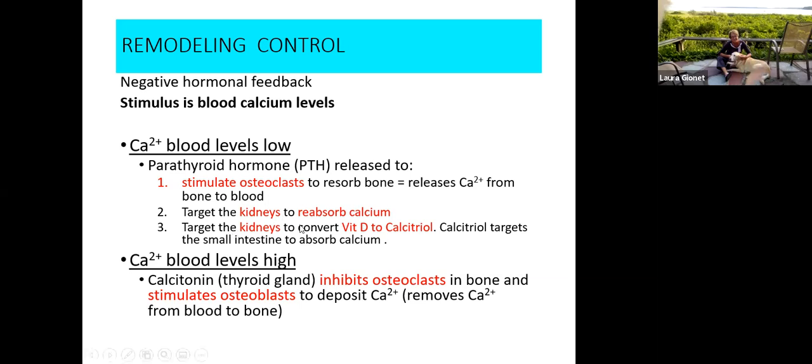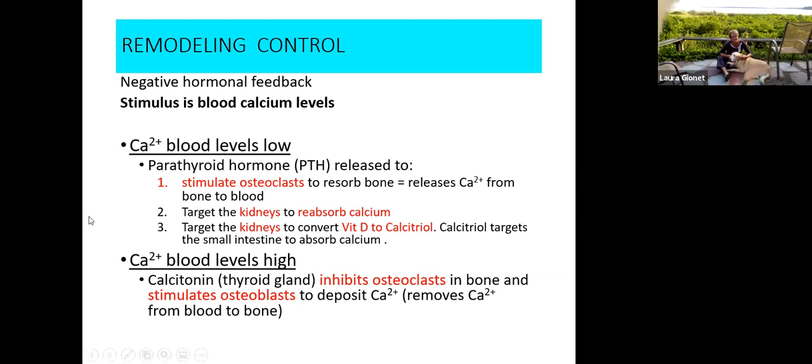It also targets the kidneys to convert vitamin D, the vitamin D that we made in skin, or maybe have taken in nutritionally, and convert it to calcitriol. Calcitriol is the active form of vitamin D. Vitamin D can travel around your body and has other uses in your body, not just to be converted to calcitriol. But when you need it, PTH will convert it into calcitriol. Calcitriol targets the small intestine to absorb calcium from the food that's passing through, because if you don't, then it's just going to go to the large intestine and go out in feces. So if you could use it, then reabsorb it. And that's what calcitriol does.